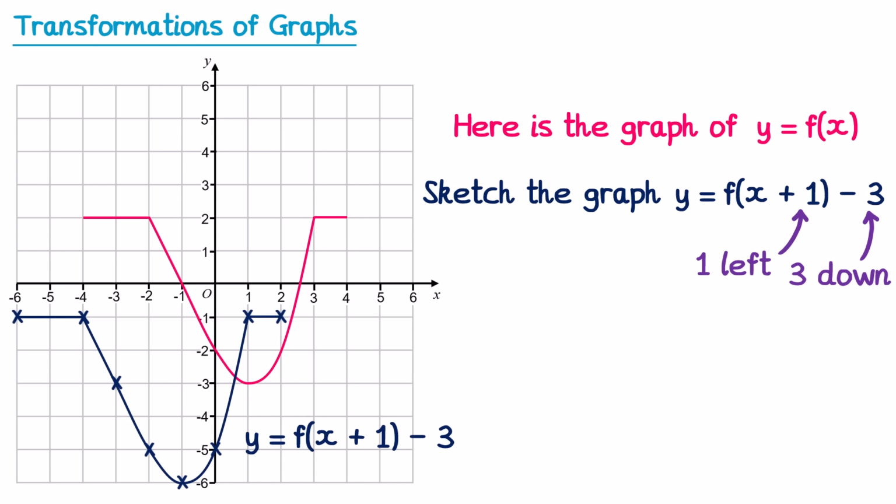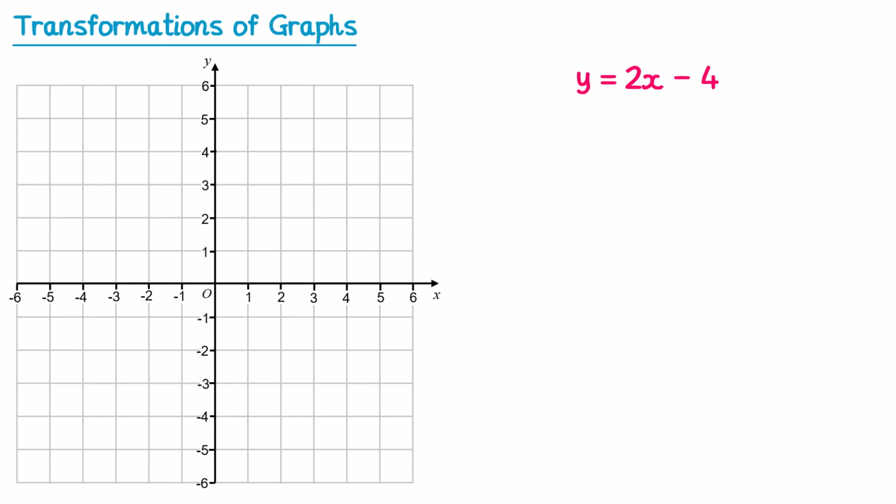So far we've learnt about 4 different transformations. You know how to translate a graph upwards, downwards, to the left, and to the right. But there are 2 more transformations that you need to know about, and we're going to look at those now. Let's consider the graph of y equals 2x minus 4. That would be a straight line that looks like this.